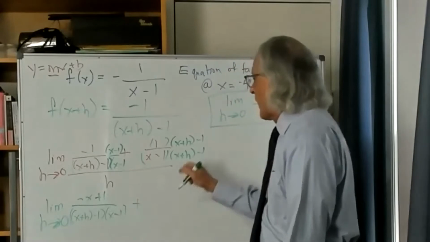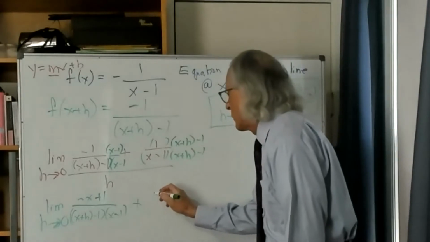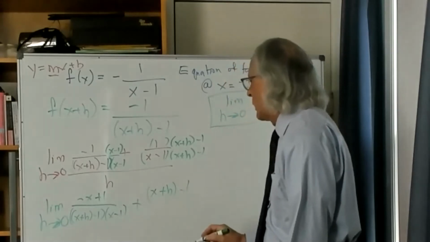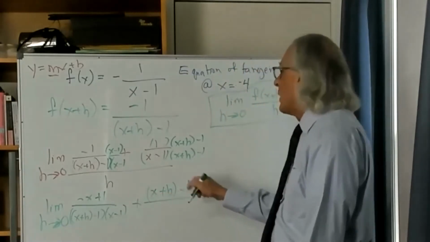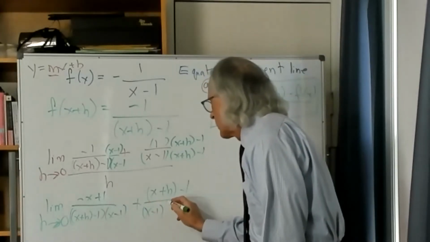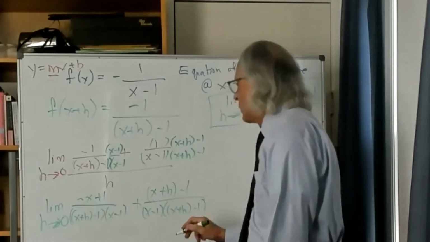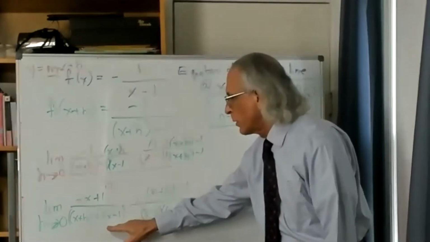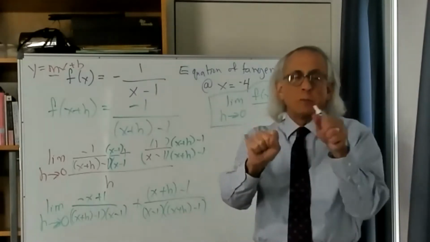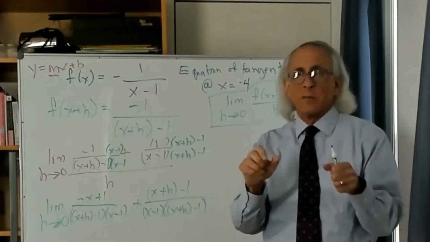Then I'm adding to that. So I have 1 times all this stuff here. It's just going to be x plus h minus 1 divided by the same denominator, x minus 1 times x plus h minus 1. Can everybody see that this denominator here is the same as that denominator there? I've just switched places, the x minus 1 and the x plus h minus 1. They're the same denominator.